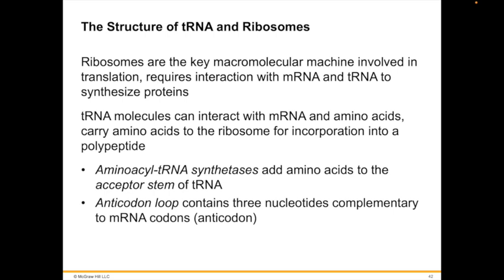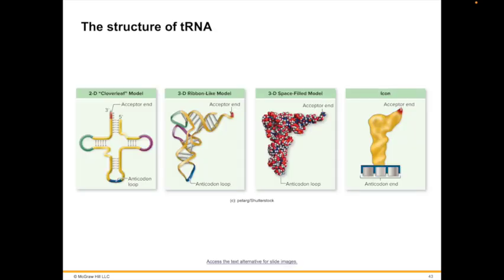The acceptor stem is the 3' end of the molecule, which always ends in 5' CCA 3'. The amino acid is attached to this end of the molecule. The anticodon loop is the bottom loop of the cloverleaf, and it can base pair with codons in mRNA. So you can now see the anticodon loop, and there you have it.